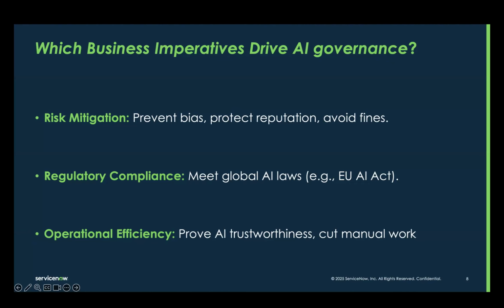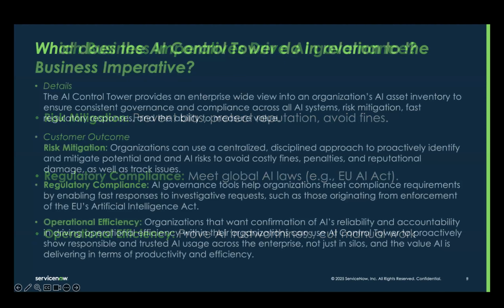And then the second one typically is regulatory compliance. We've now got global frameworks like the EU AI Act, which are pushing enterprises to adopt governance tools to meet standards and respond quickly to audits or regulatory inquiries. And then the third one typically is operational efficiency. Customers want proof that AI is reliable and accountable. So governance frameworks provide that assurance while reducing manual oversight, and that, of course, is driving streamlined AI operations.